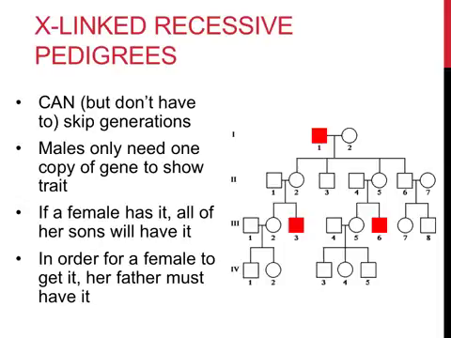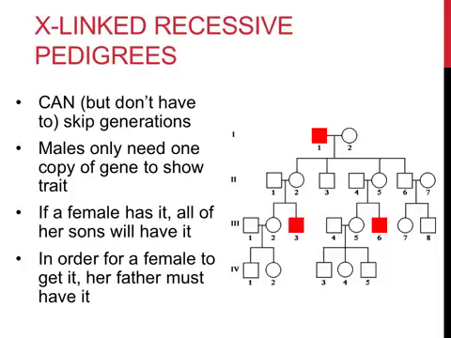The primary difference between autosomal and X-linked recessive traits involves the fact that males only have one X chromosome. As a result, it is much more common for males to have these characteristics than females. This fact is demonstrated in the pedigree on this slide. Only males, the squares, show this particular trait.